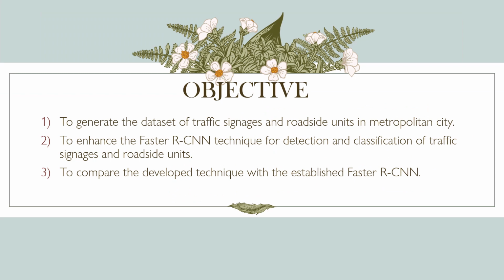So for objectives, there are three objectives. The first one is to generate the dataset of traffic signage and roadside units in a metropolitan city. Second, to generate the Faster RCNN technique for detection and classification of traffic signage and roadside units. Third, to compare the developed technique with the established Faster RCNN.